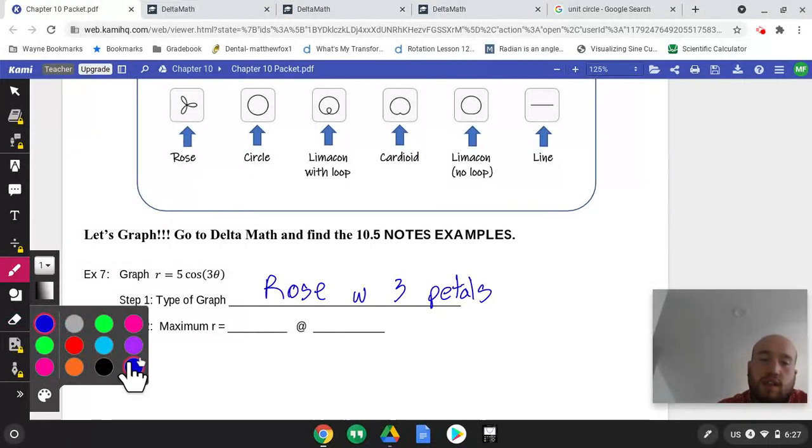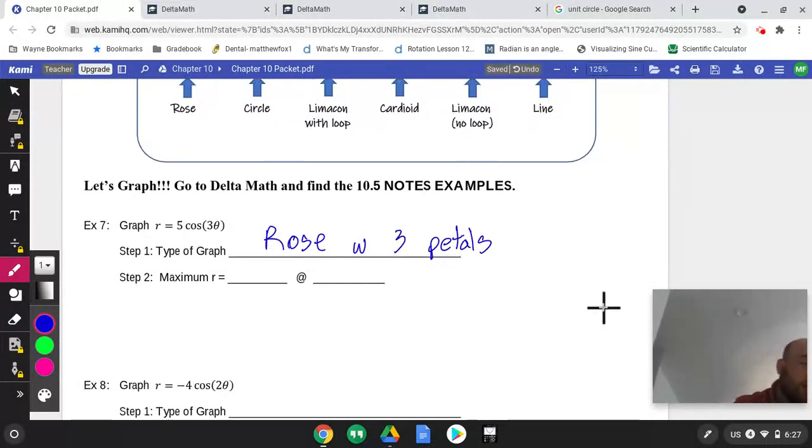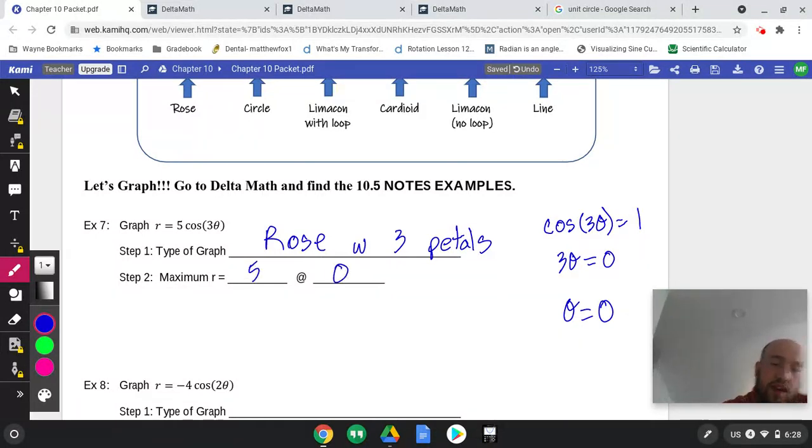Okay, so now to find the maximum. Once again, all we've got to do is set that cosine of 3 theta equal to... this one's positive 5 at the front, so we know we just need to keep it positive, so we need a 1. That occurs, remember, at 0. So we divide by 3, theta will have to be 0. So at 0, and the maximum is 5.